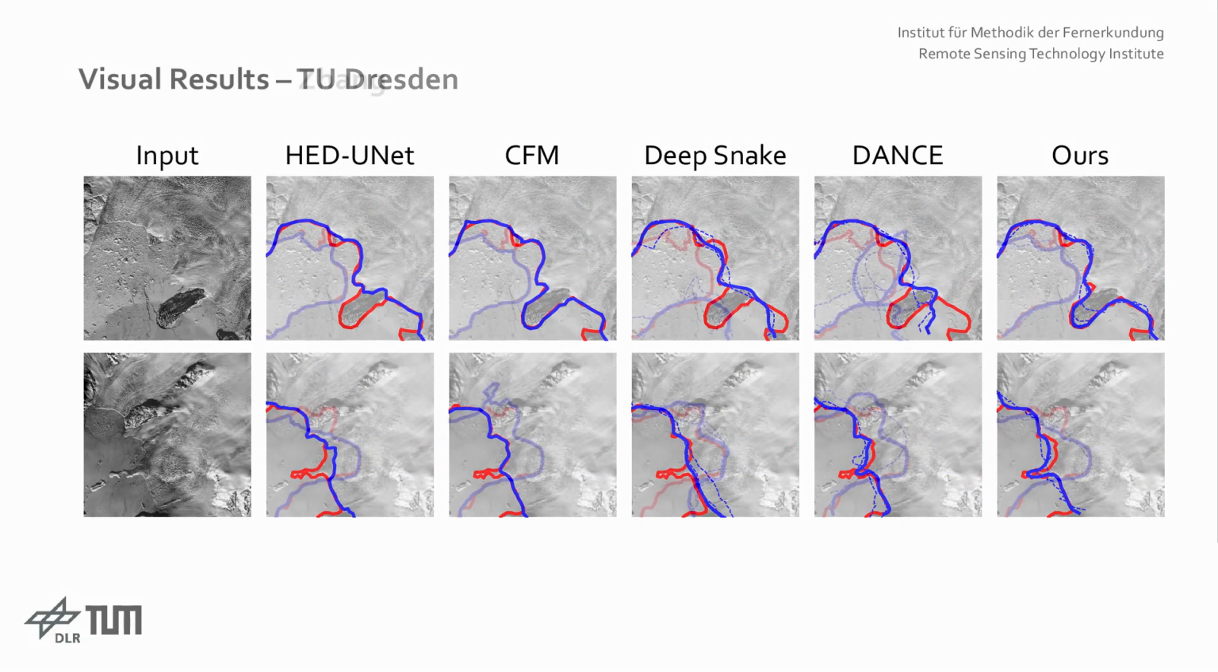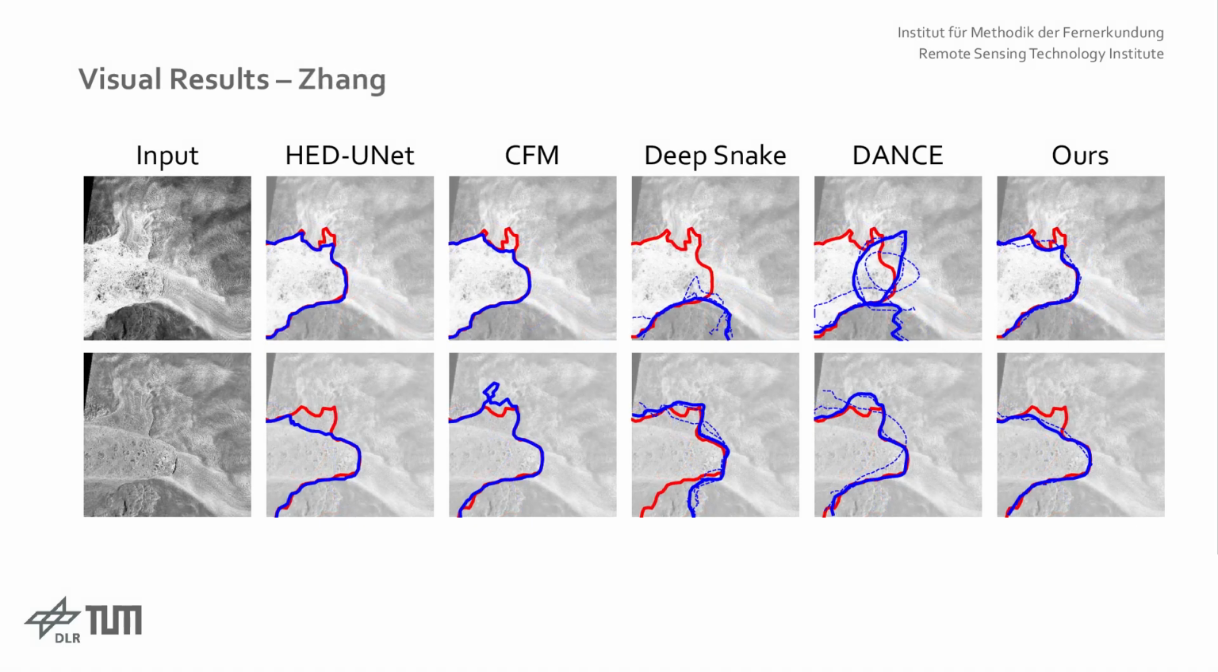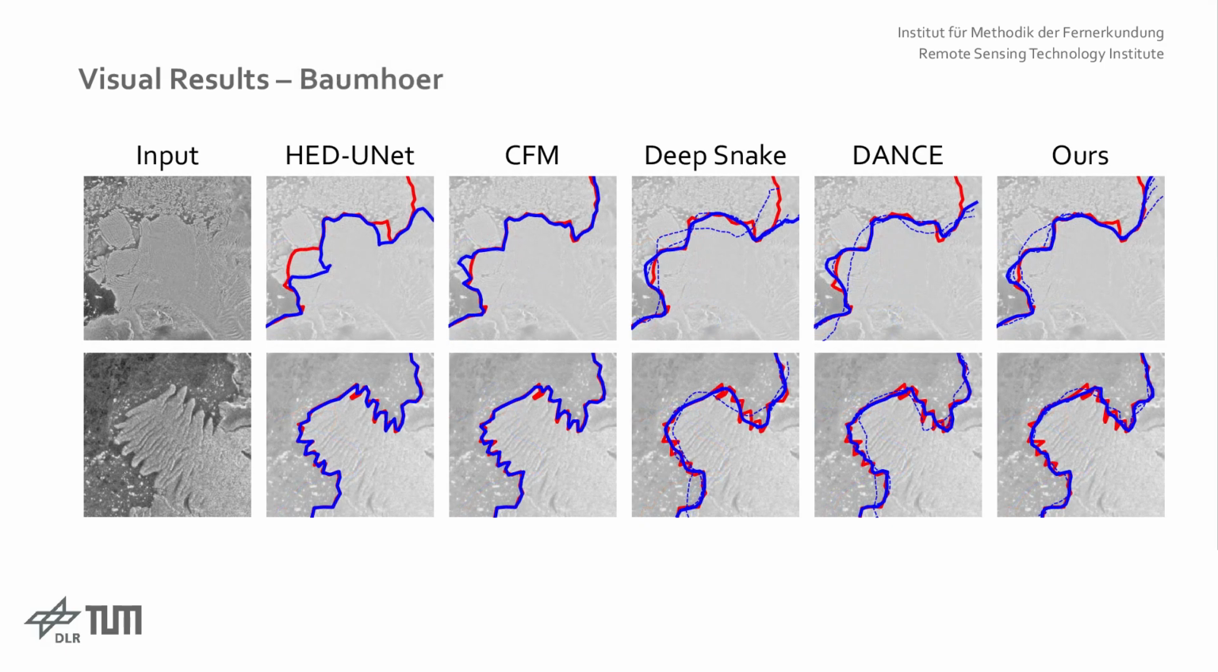Finally, let's have a look at the two SAR-based datasets. For the Jung dataset, we see that essentially all the models perform comparably well and surprisingly good, considering that this is a completely different modality. But when going to Antarctica, we see that complex features like the floating ice tongue in the bottom image are very hard to capture for the snake models, while the pixel-based models have no problem at all representing such complex outlines.